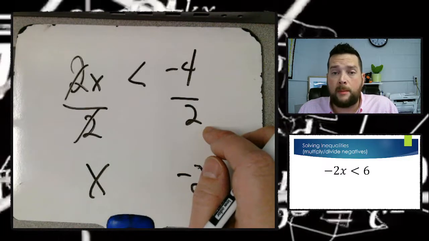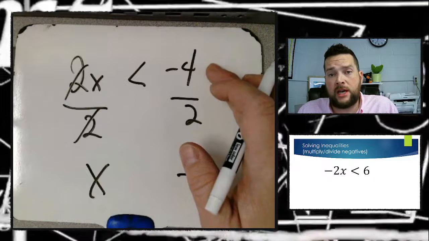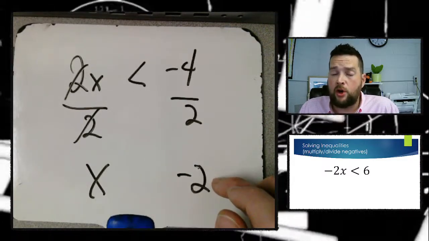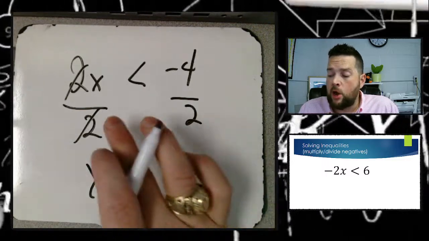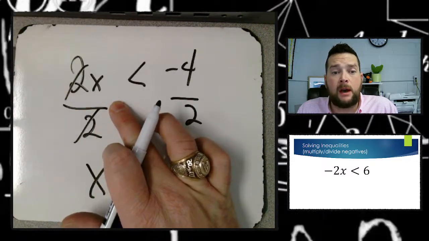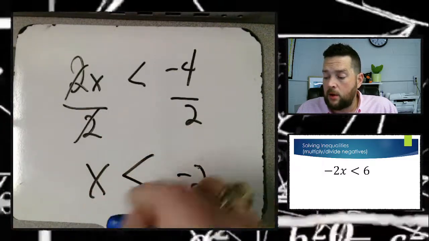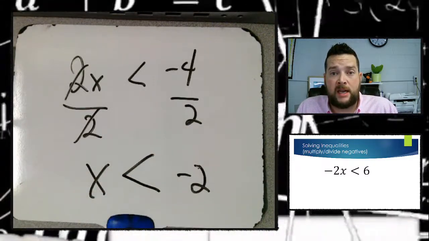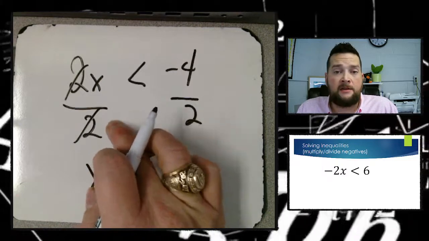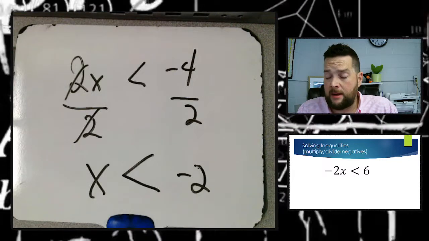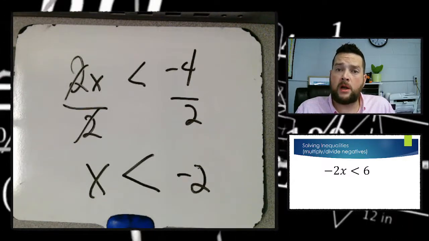I'm not worried about what the number was on the other side before I did the division or what the answer is after I do the division. All you're really concerned with is the sign of the number that you're multiplying or dividing. If it's positive, we leave the inequality the same. If that were a negative that I were having to divide by, we would flip the inequality, all right? So you just have to remember that one little rule.